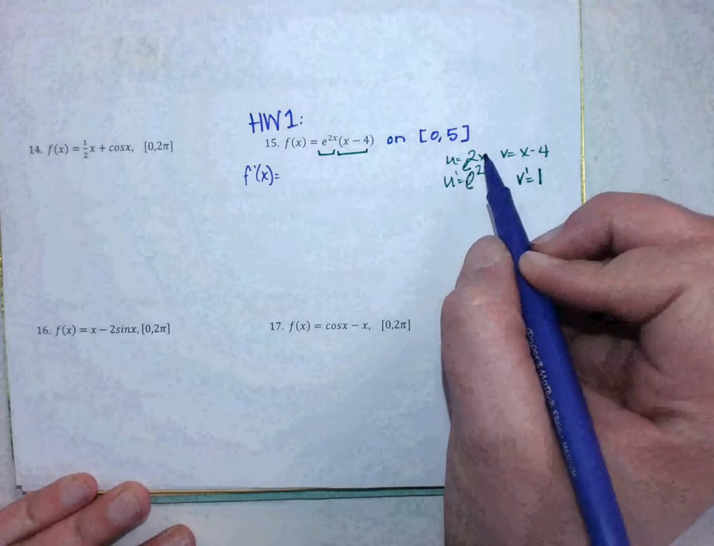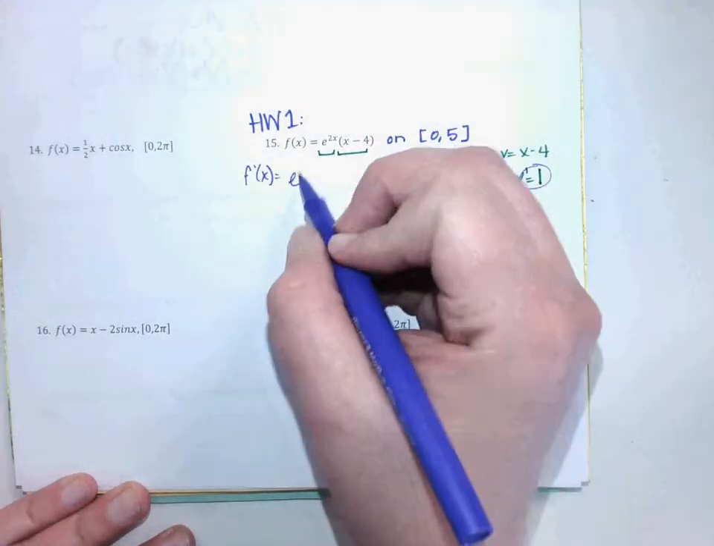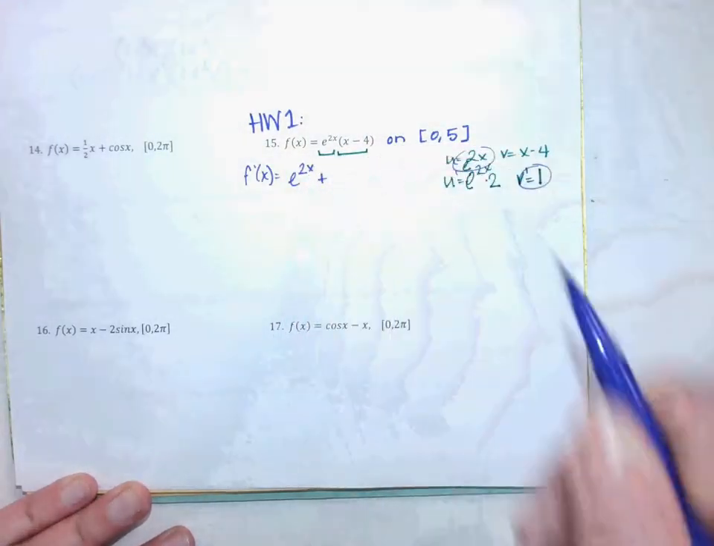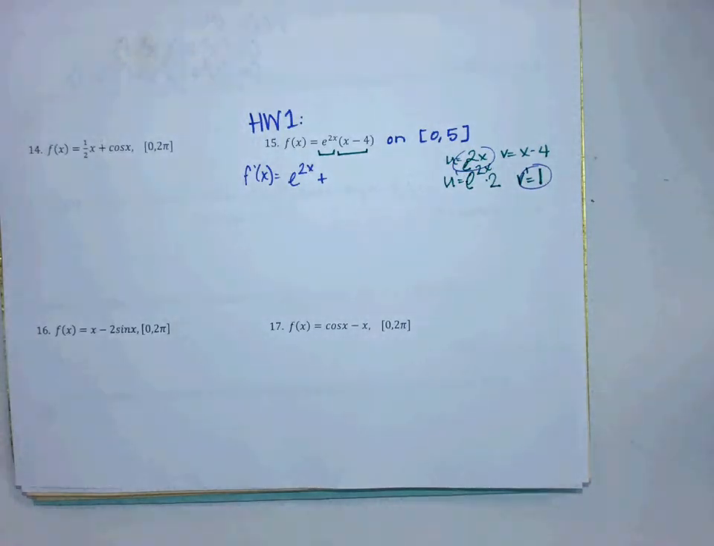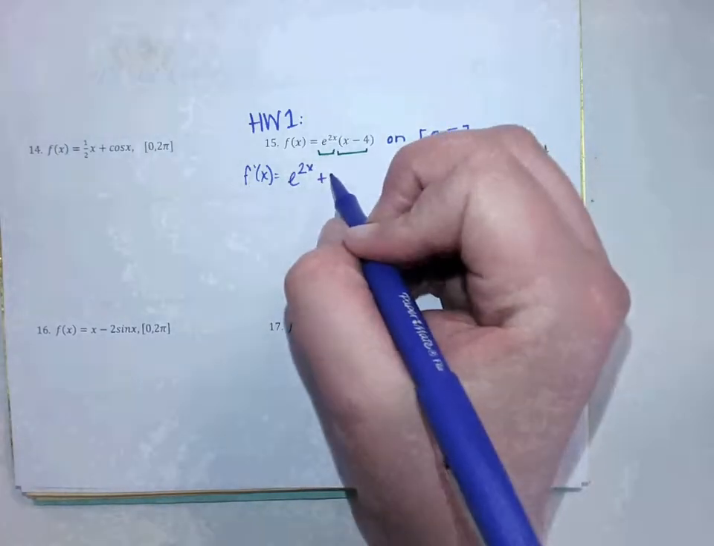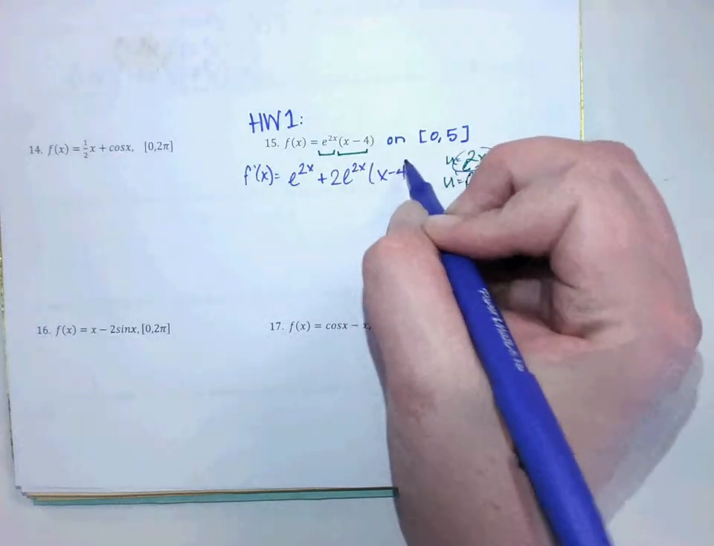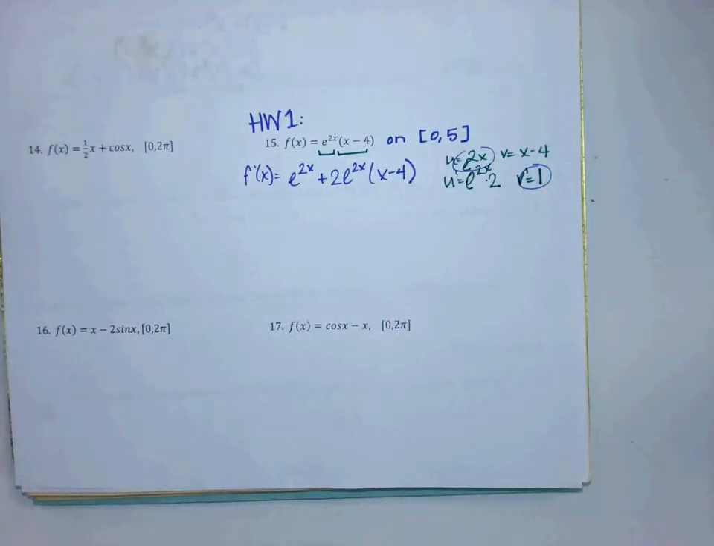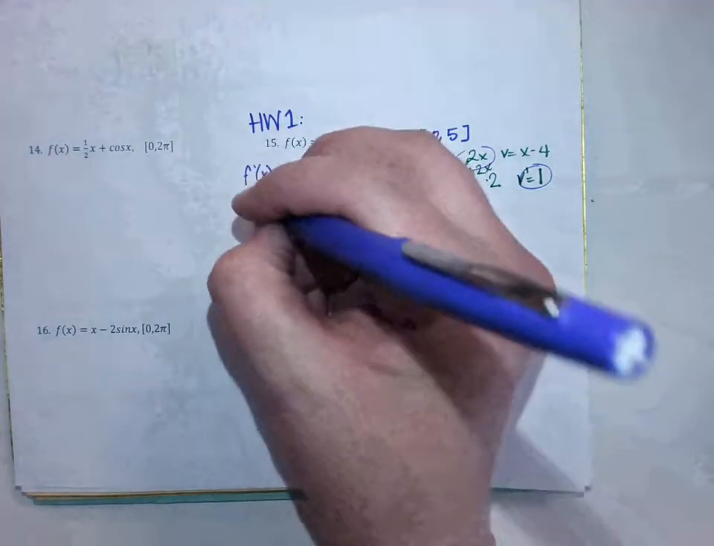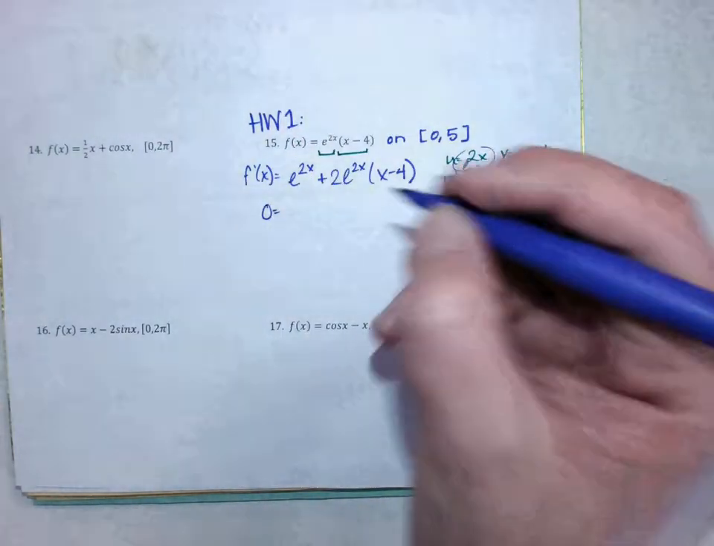So let's say I do this one first. e to the 2x times 1, I'm not going to put it, plus the other diagonal, e to the 2x times 2, and then times x minus 4. Now, when you're looking at that, remember, if I'm setting it equal to 0, I'm looking for a GCF. So I can remove the e to the 2x.